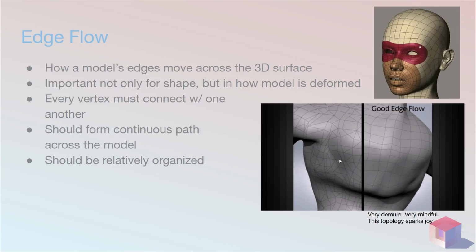So, for example, if you look at the example of bad edge flow over here, they're all over the place. It looks kind of ugly and disgusting. There's a bunch of triangles everywhere, it's flowing all over the place, and there's crisscrossing and all that type of stuff. That's pretty bad, right? You want the edges to be relatively organized and smooth, like in the good picture over here.